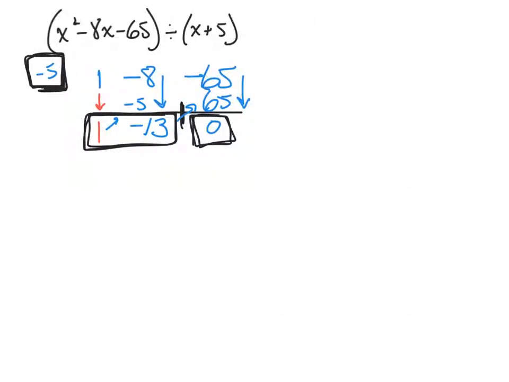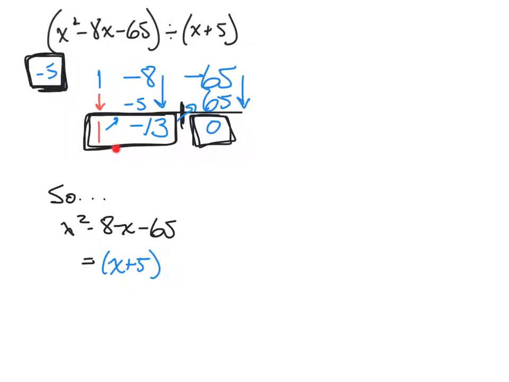What all of this means is that we can rewrite our polynomial x squared minus 8x minus 65 as a product. The first product is from this negative 5. That was the x plus 5.